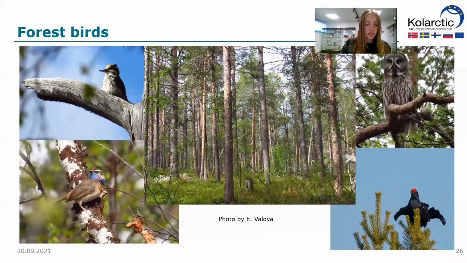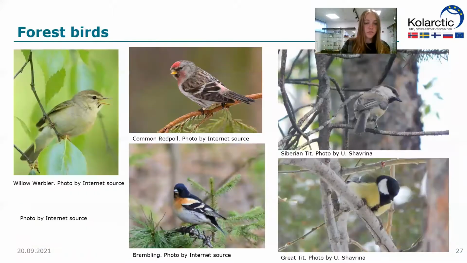The forests of the Pasvik River Valley are marked by a great diversity of bird species. These are not only species from the passerine order, but also woodpeckers, owls, the grouse family, and some predatory species. On the screen, you can see common species of the Pasvik River Valley from the passerine order.